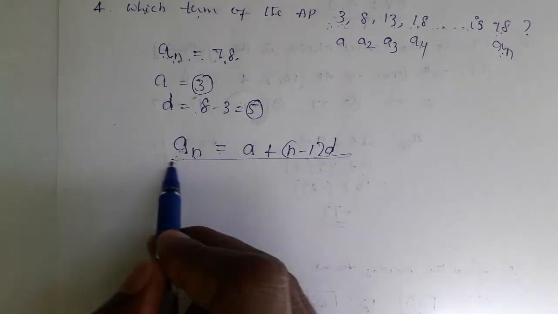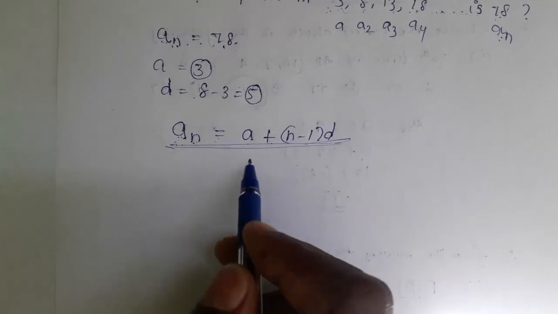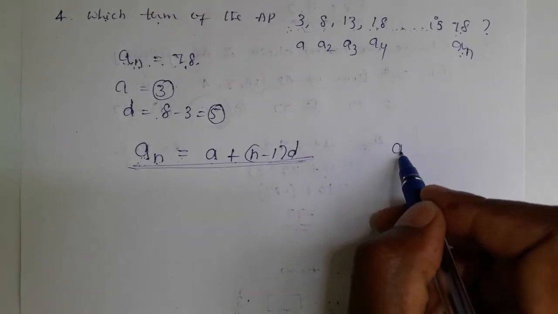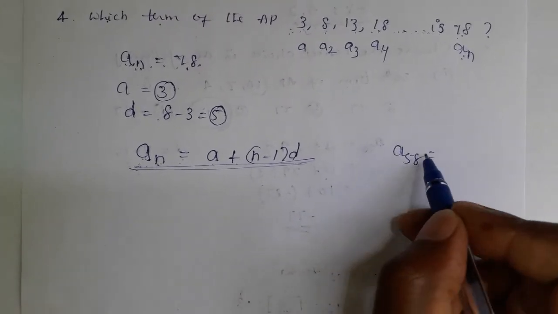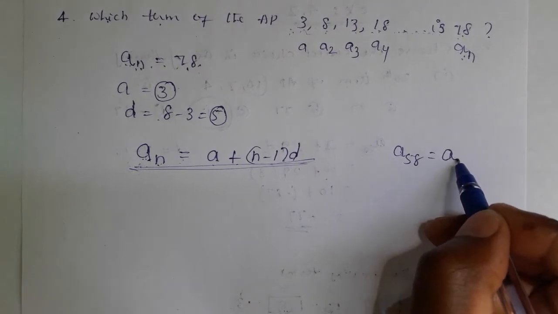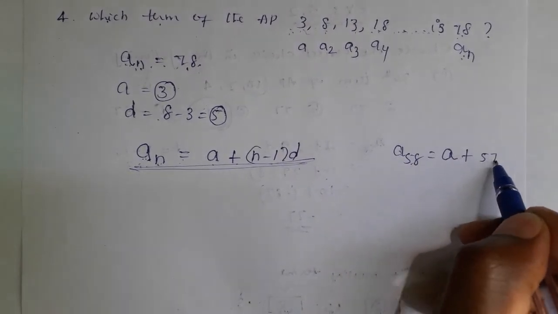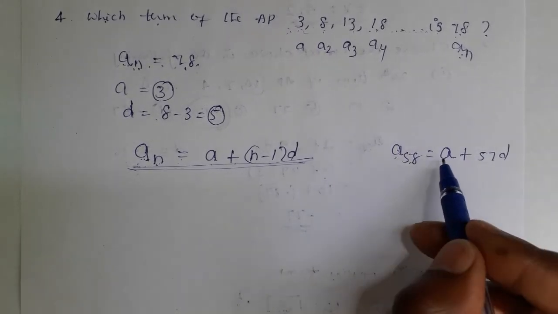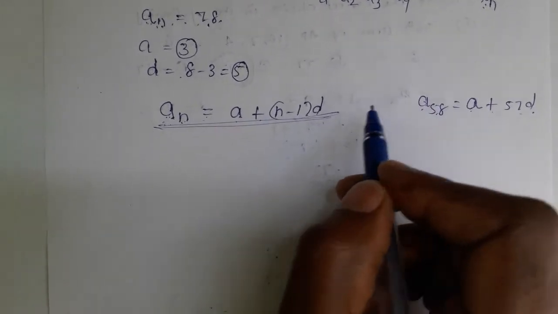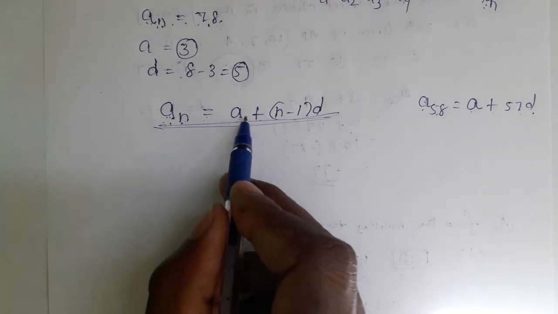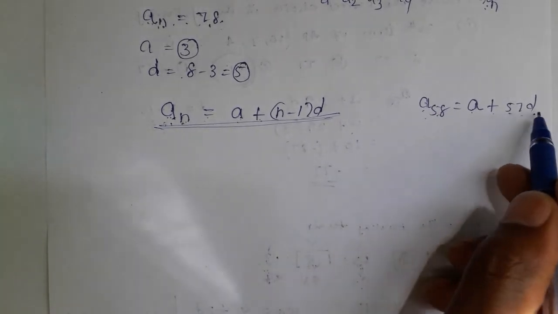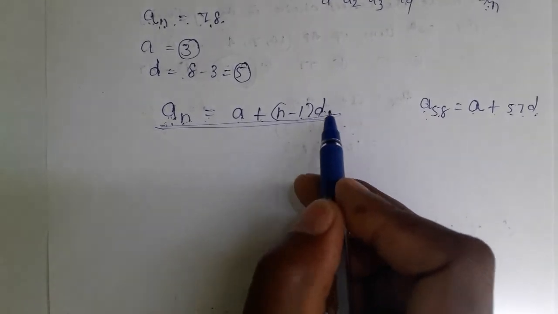Now we'll write the formula. AN is equal to A plus (N minus 1) into D. As I told you, how to write A58? A58 goes to A by taking how many jumps? If it is 58, how many jumps does it take? 57 jumps it takes. A58 is equal to A plus 57D. Similarly, AN is equal to A plus (N minus 1) into D, where 58 becomes N and 57 becomes N minus 1.